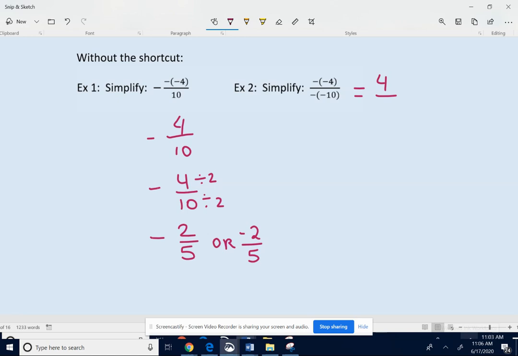On the bottom, we have the opposite of negative 10. Okay, change the sign of negative 10. That would be a positive 10. Okay, so we have it equal to 4/10. Okay, that's a correct answer, but it's not simplified enough. So divide the top and the bottom by 2, and you get 2/5.